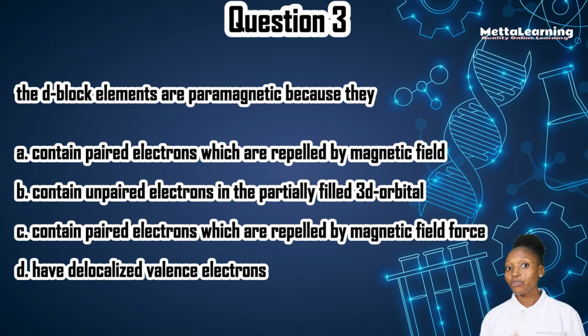In the context of the D block elements, these elements are often paramagnetic because they have unpaired electron in their D block orbital. The D block elements are the transition metals and they are known for their variable oxidation state and the ability to form complex ions. The electron configuration of these elements often results in partially filled D orbital. So the correct answer is option B, which is contained unpaired electron in the partially filled 3d orbital.